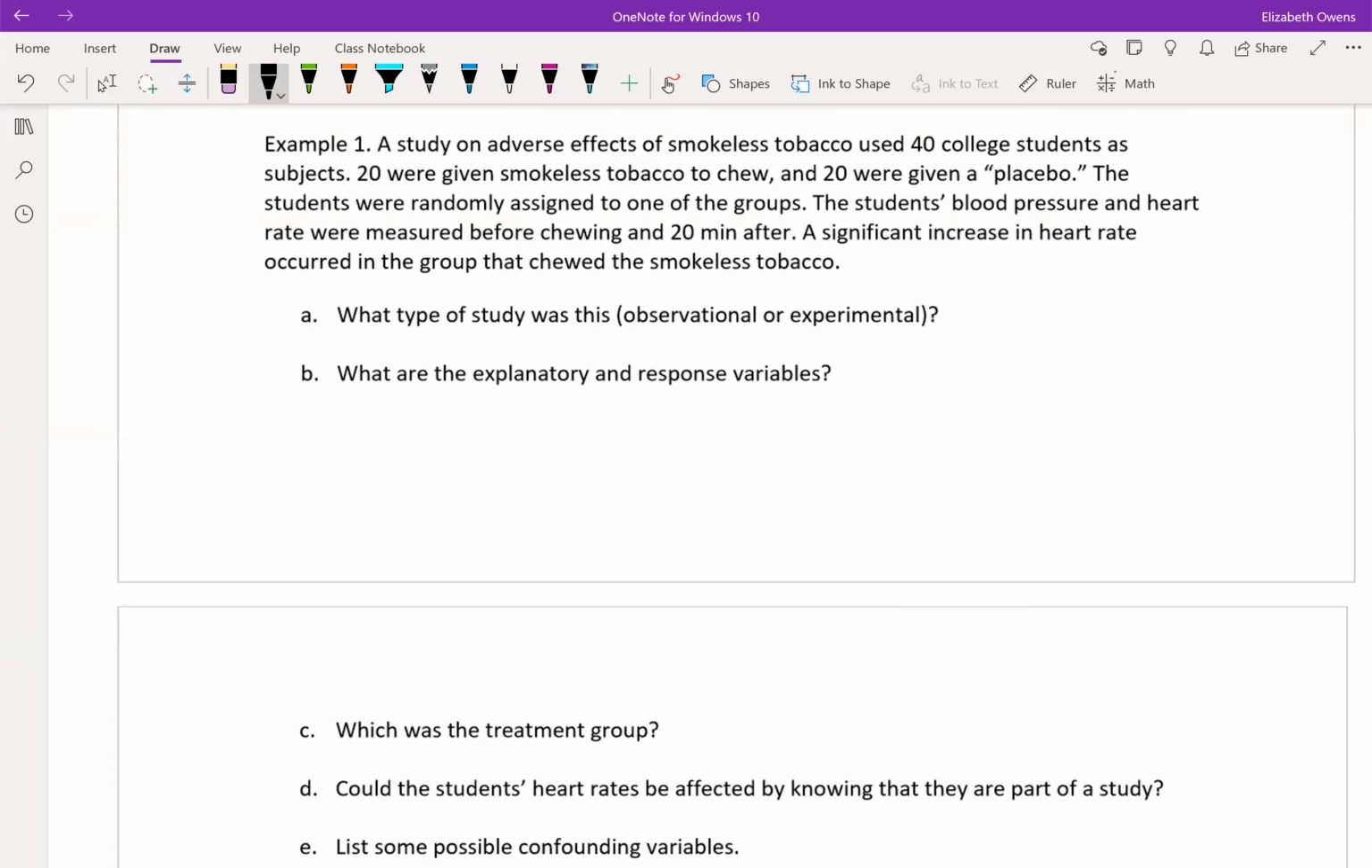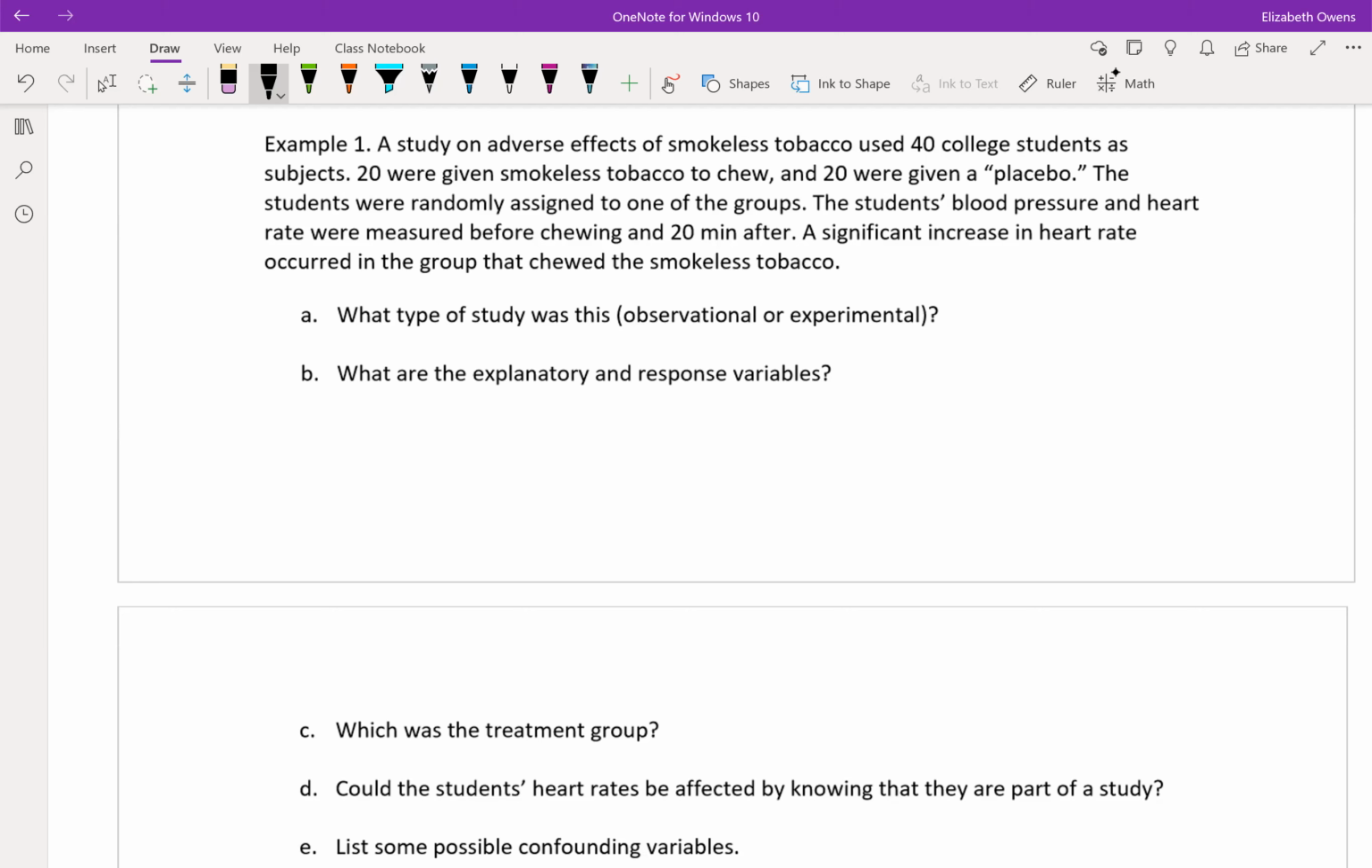This is example one looking at a study on adverse effects of smokeless tobacco. So we're going to look at this study and identify some variables and see what we think of the outcome.